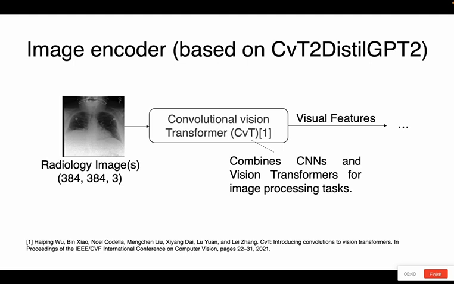When employing CvT2DistilGPT-2 as the baseline, following their method, we use the convolutional visual transformer as the image encoder for visual feature extraction. The convolutional visual transformer combines convolutional neural networks and visual transformers for image processing tasks.